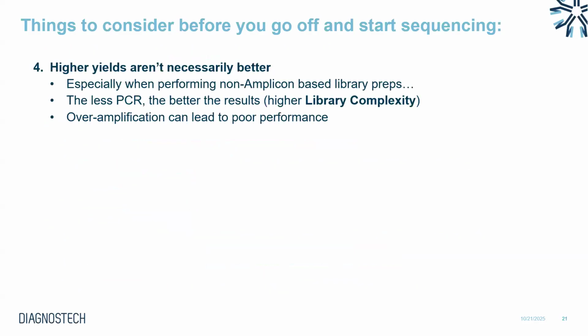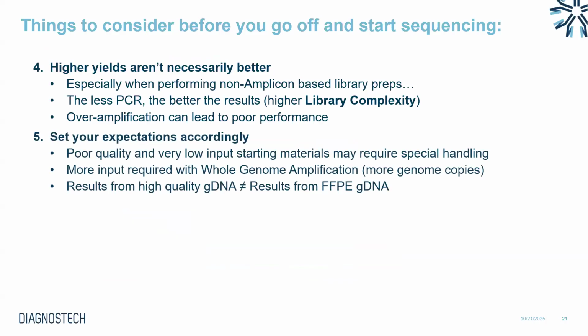Higher yields aren't necessarily better, especially when performing non-amplicon-based library preps. The less PCR, the better the results, and the higher the library complexity. Over-amplification can lead to poor performance. Set your expectations accordingly. Poor quality and very low input starting materials may require special handling. More input is required with whole genome amplifications, and results from high quality gDNA are not going to be the same as results from FFPE gDNA.